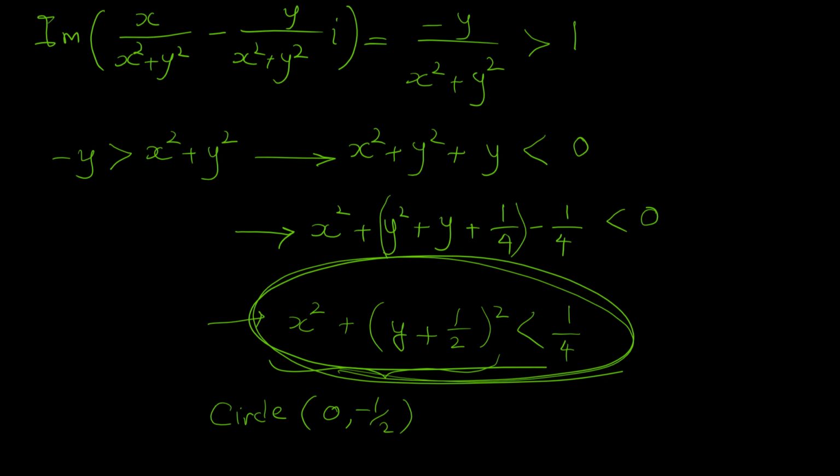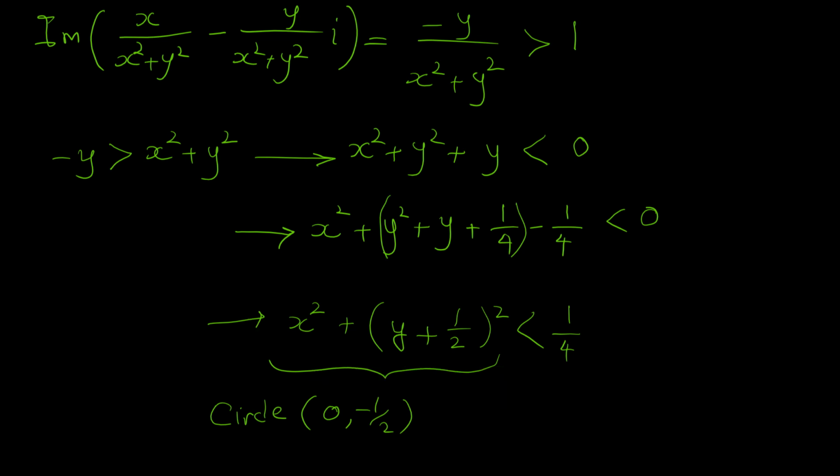So the coordinate of the center of the circle is 0 and negative 1/2. What about the radius? The radius is the square root of the number on the other side. So the radius of the circle is 1/2. The square root of this number is the radius.